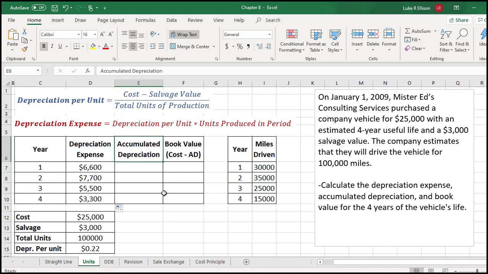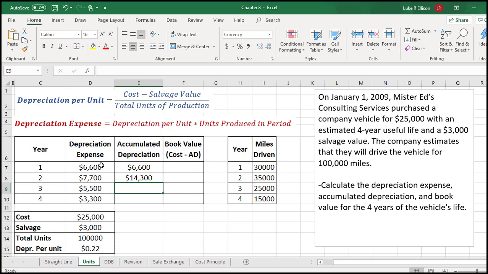Next, the accumulated depreciation is just the sum of all the depreciation expenses up until that year. So the first year, the accumulated depreciation is always equal to whatever the depreciation expense was in the first year. So we can just copy that one down. The second year needs to add up the first 2 years' depreciation. So we take $6,600 and we add that to $7,700 to get $14,300.